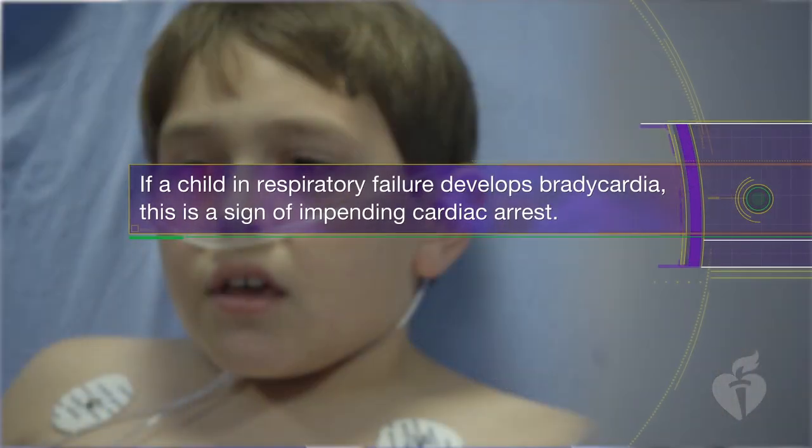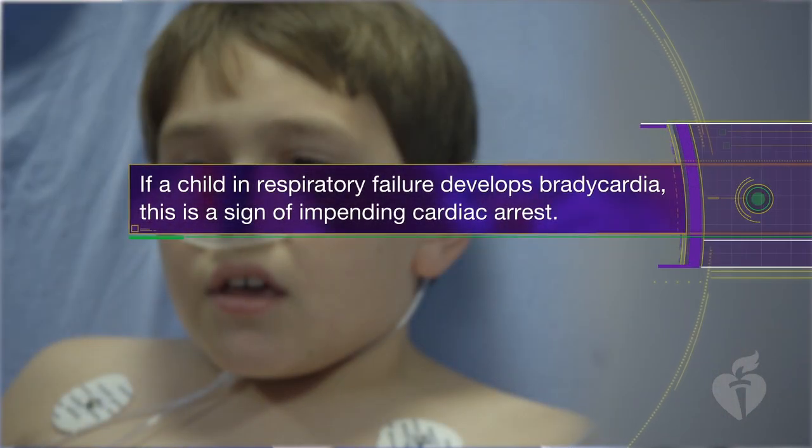Children with respiratory distress usually have an increased pulse rate. If a child in respiratory failure develops bradycardia, this is a sign of impending cardiac arrest. Call for help immediately. Then open the airway. Be prepared to provide bag mask ventilation.